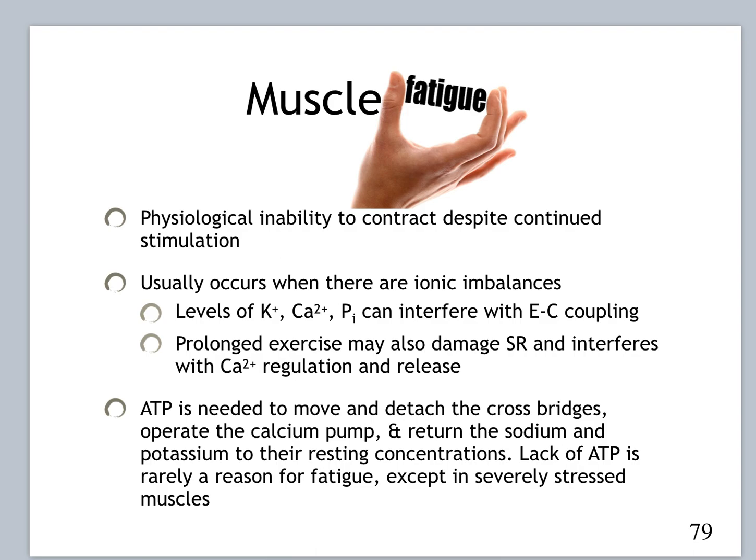Muscle fatigue is when the muscle loses its ability to contract despite continuous stimulation. This can occur with ionic imbalances if the levels of potassium and calcium are down. In prolonged exercise you can use up these electrolytes. But muscle fatigue is when the muscle cannot contract despite the fact that the muscle is stimulated.